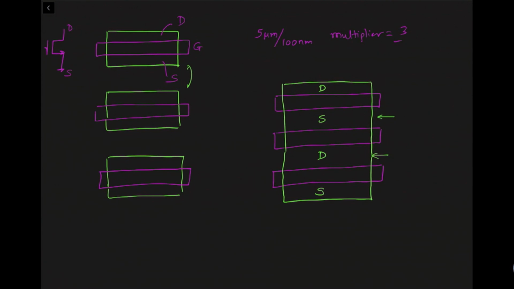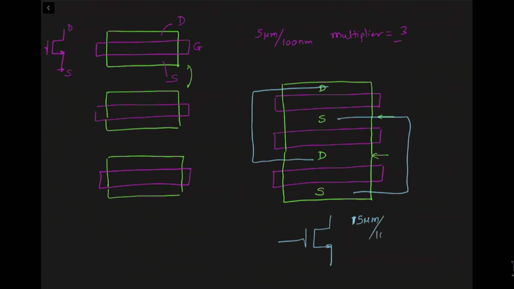So when you put metallization, what you would do is you would combine this and this region, you would combine this and this region, and of course you would connect all the gates together, and this now would be represented as one transistor. Since we have 3 transistors, it would look like 15 microns by 100 nanometer, and the number of fingers is equal to 3, because fingers is the gate regions that we are defining.